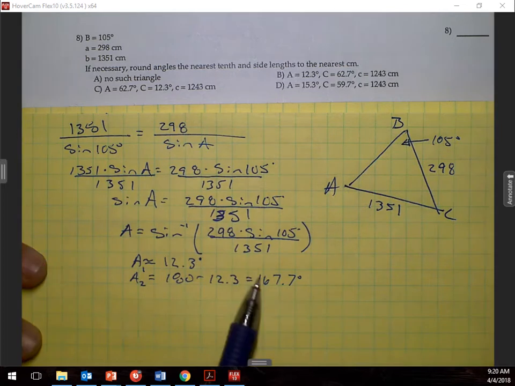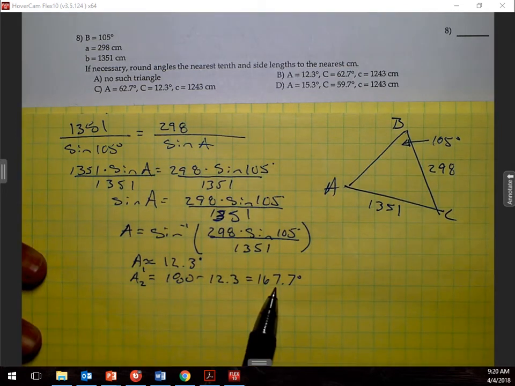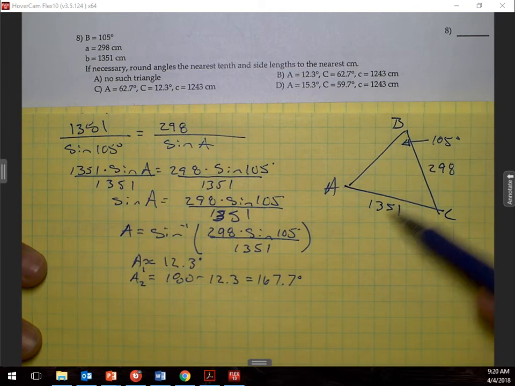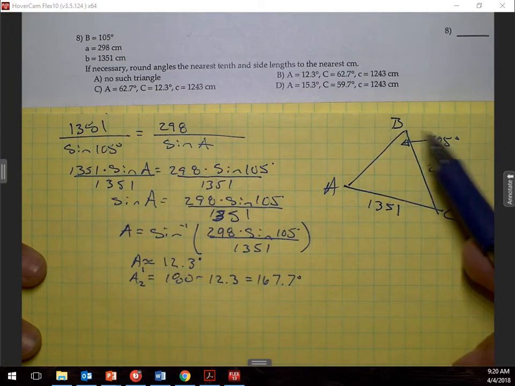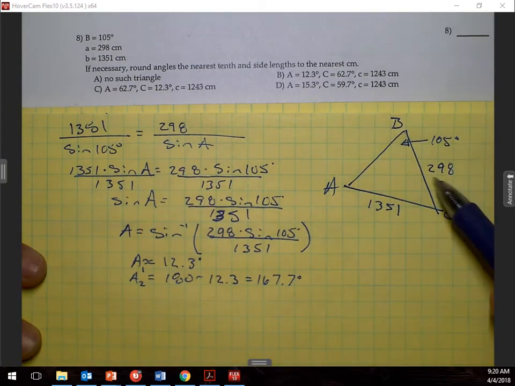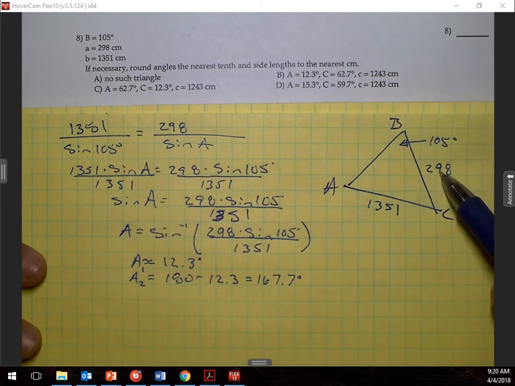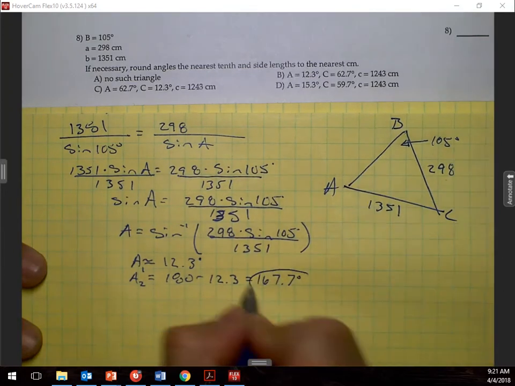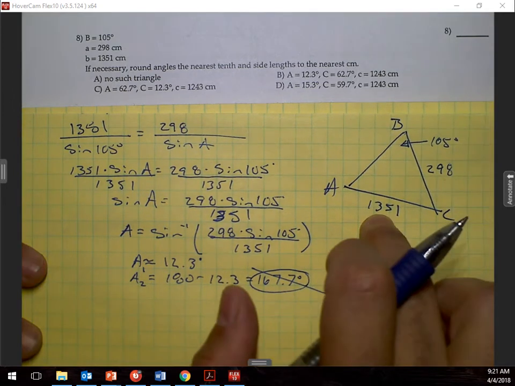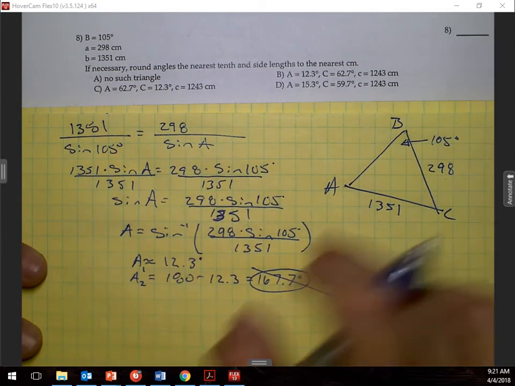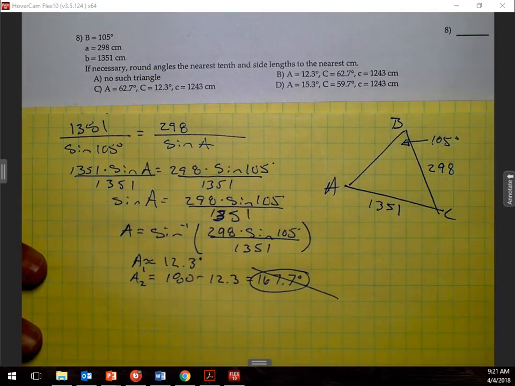So let's look. A2 is 167.7. Look at our sides right here. Can A2 be possible? No. Why? Because B has to be the biggest one here, right? B is bigger than A, so I cannot have this one. So this one's a no. It's only going to be one triangle there. Did that make sense? Okay. Because that one's bigger, you can't have an angle that's going to be the other way. But it is possible to get a second triangle.